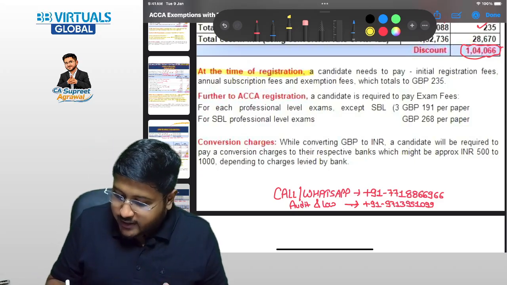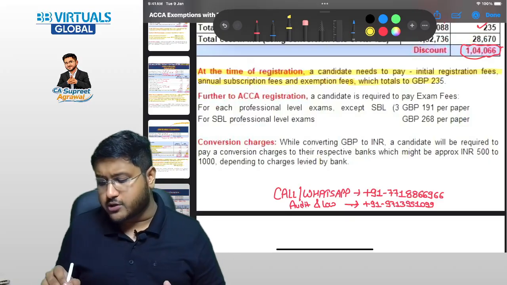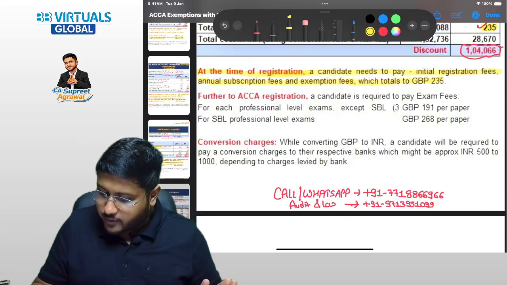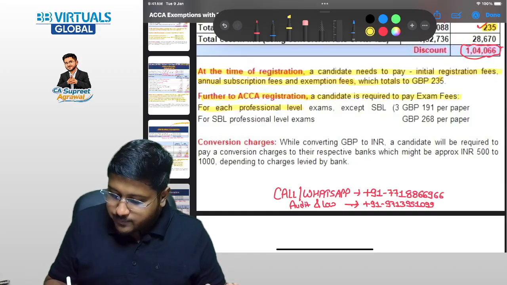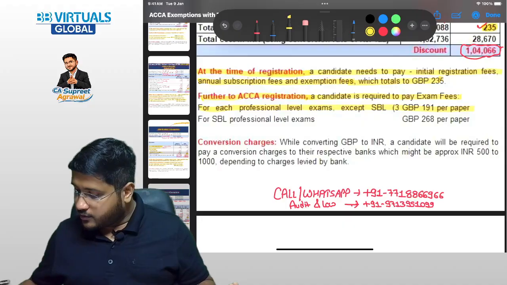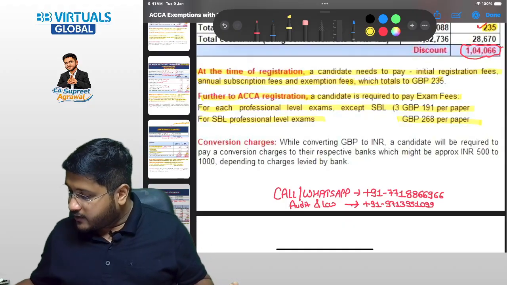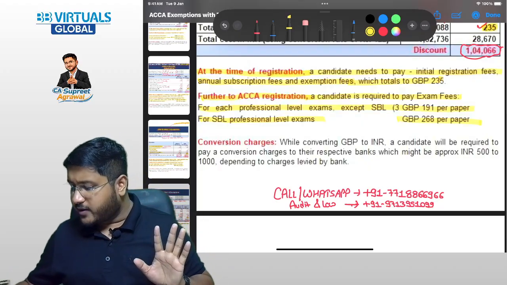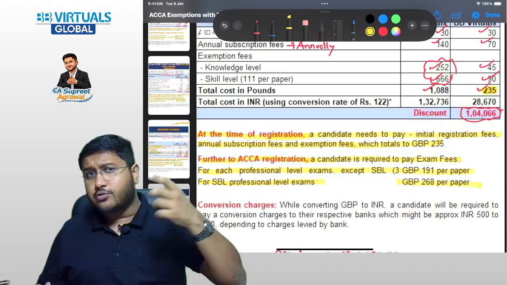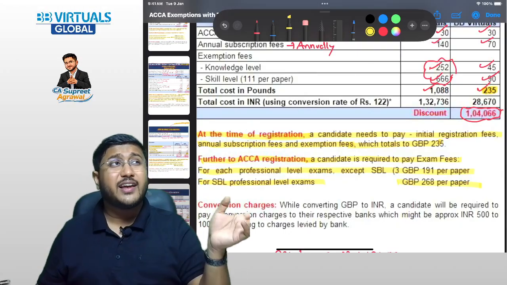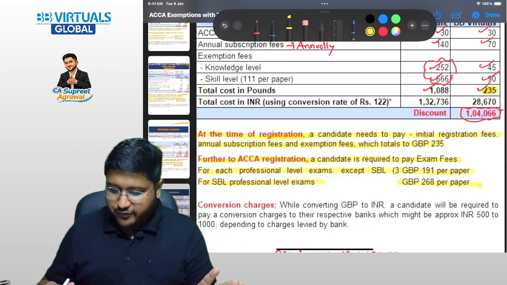At the time of registration, a candidate needs to pay initial registration fees, annual subscription fees and exemption fees, which totals to 235 pounds, which comes from here. Further to ACCA registration, a candidate is required to pay exam fees for each professional level paper except SBL, that is 191 into 3, and for the SBL paper, that's 268, so that comes as 841. Assuming an exchange rate of 100 rupees, that's only 84,100 rupees plus 28,000 that you will have to incur with us for the registration. So in approximately 1,20,000 rupees, you will be able to complete your ACCA qualification, right?